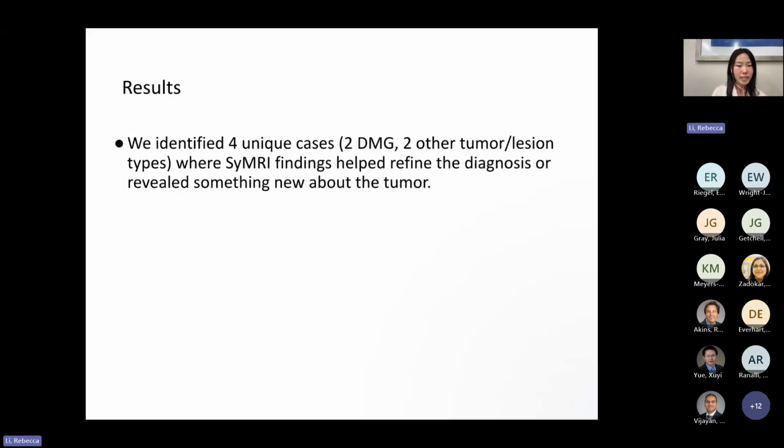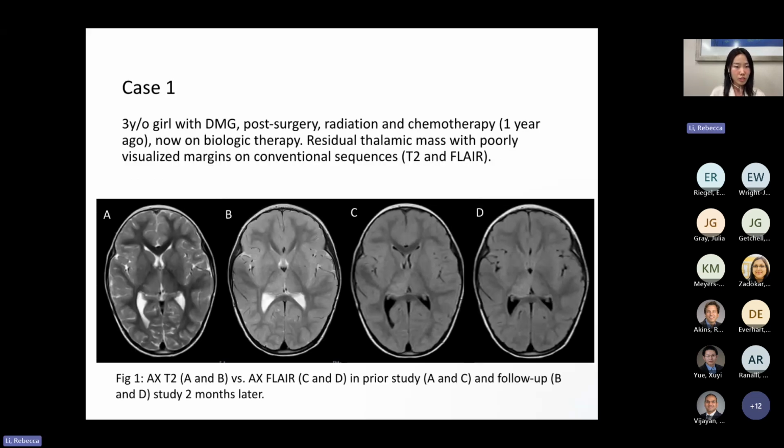And we identified 4 unique cases where synthetic MRI was able to help us refine the diagnosis or reveal something new that we didn't see in the conventional scans. So this first case was a 3-year-old girl with diffuse midline glioma.